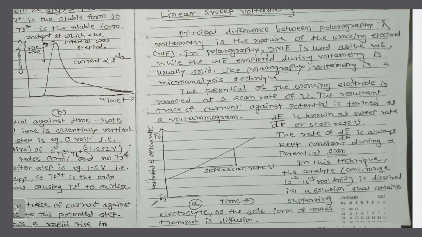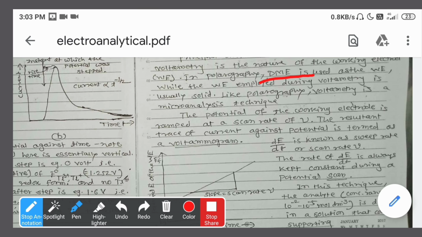The next techniques are cyclic voltammetry and linear sweep voltammetry. We will first see linear sweep voltammetry. The principal difference between polarographic and voltammetric techniques is the nature of the working electrode. In polarography we use the dropping mercury electrode as the working electrode, while the working electrode employed in voltammetry is a solid electrode like a carbon or graphite electrode.